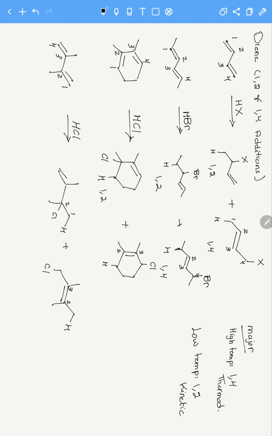So for example, let's say this reaction was run at 0 degrees, and this is considered a low temperature, and the 1,2 will be the major one. Let's say this one was run at 100 degrees. In this case, this is a high temperature, and that's why the 1,4 product will be the major one.